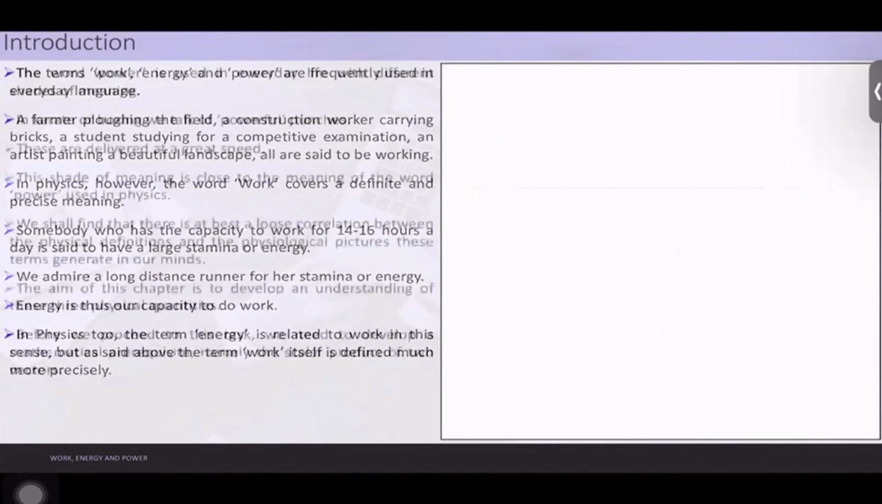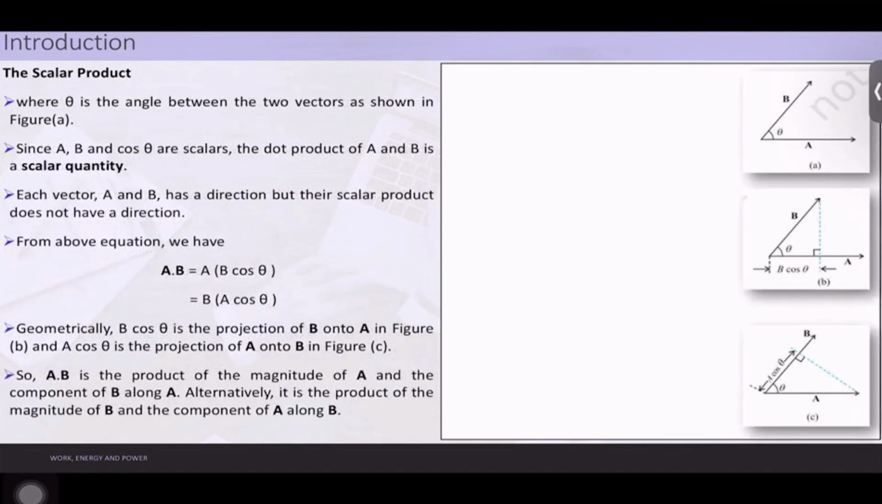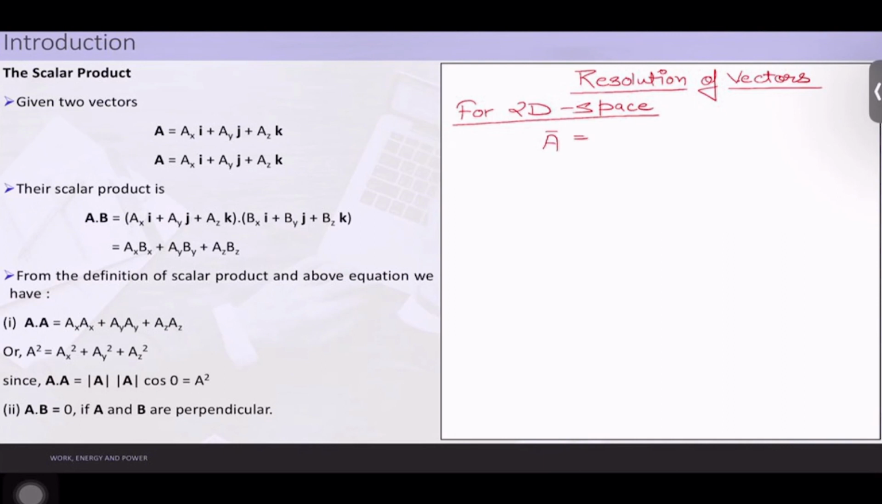Okay, so first of all, we understood the basic meaning of everyday language words of work, energy, and power, and we went on to understand the scalar product of two vectors. And now let us begin our discussion from this concept. Okay, so at the very last, I explained to you the concept of resolution of vectors basically. So in resolution of vectors for 2D space, vector A is nothing but equal to the summation of two different vectors which are in, let us suppose, i cap and j cap space. So the magnitudes will be represented as ax and ay, right?